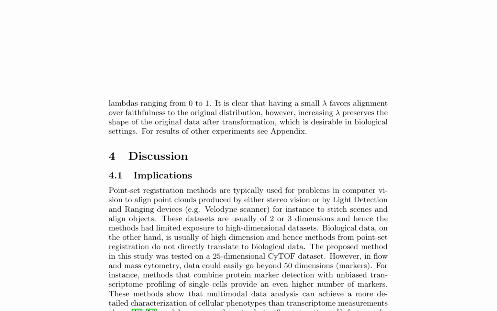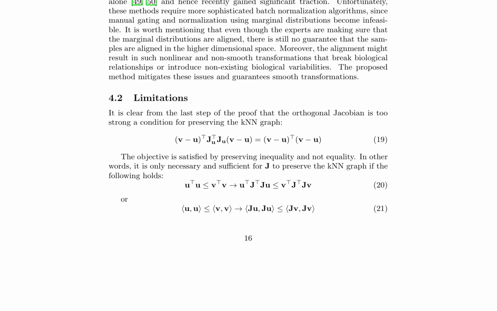The authors stress that batch normalization algorithms are crucial in these multimodal data analysis settings, as manual gating and normalization using marginal distributions become impractical. However, even expert-driven alignment of marginal distributions does not guarantee alignment in the higher dimensional space, potentially resulting in nonlinear and non-smooth transformations that distort biological relationships or introduce artificial variability. The proposed method addresses these issues by ensuring smooth transformations.